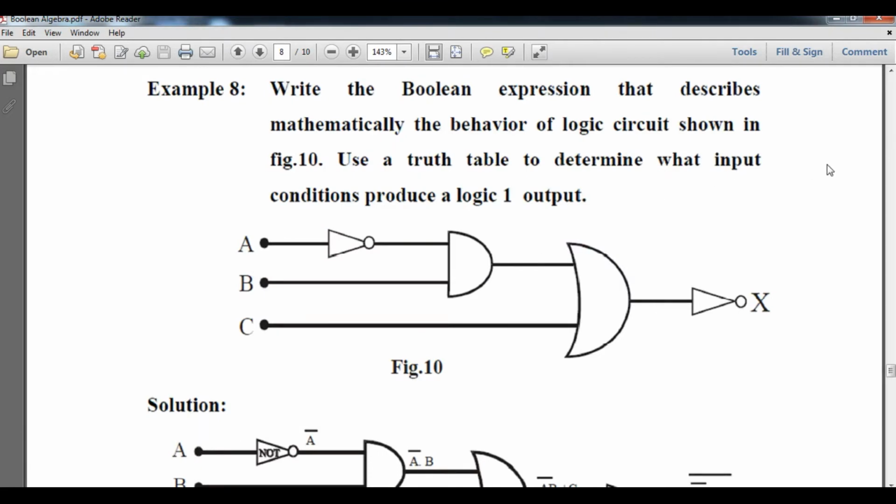The question may arise like this: write the Boolean expression describing, that is mathematically, the behavior of the logic circuit in figure number 10, and what inputs will be considered to produce the logic 1 output. Show with the help of a truth table also.